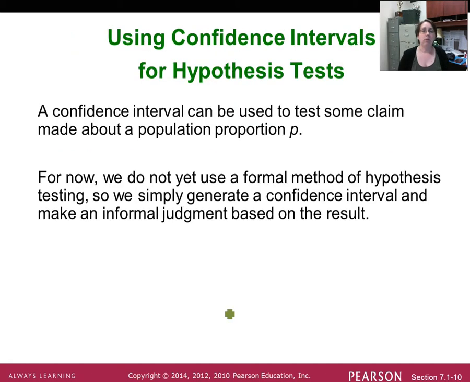Okay. Using confidence intervals for hypothesis tests. Now, hypothesis test we have not talked about yet. That's chapter 8, but this is going to be a relation to that. A confidence interval can be used to test some claim about a population proportion. For now, we do not yet use a formal method of hypothesis. That's chapter 8. So we simply generate a confidence interval and make an informal judgment based on the result.